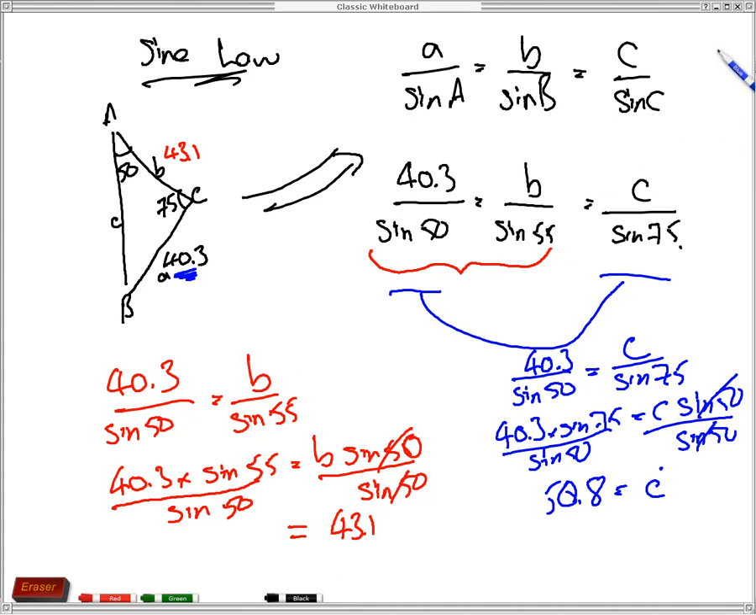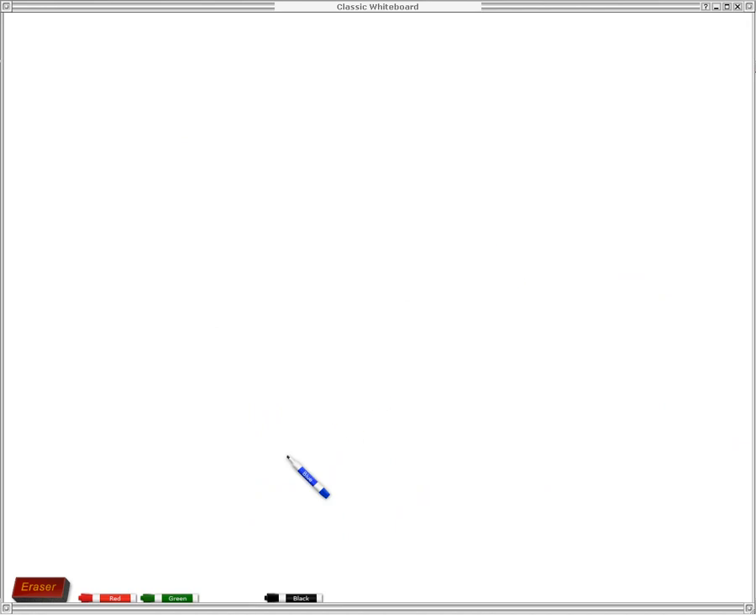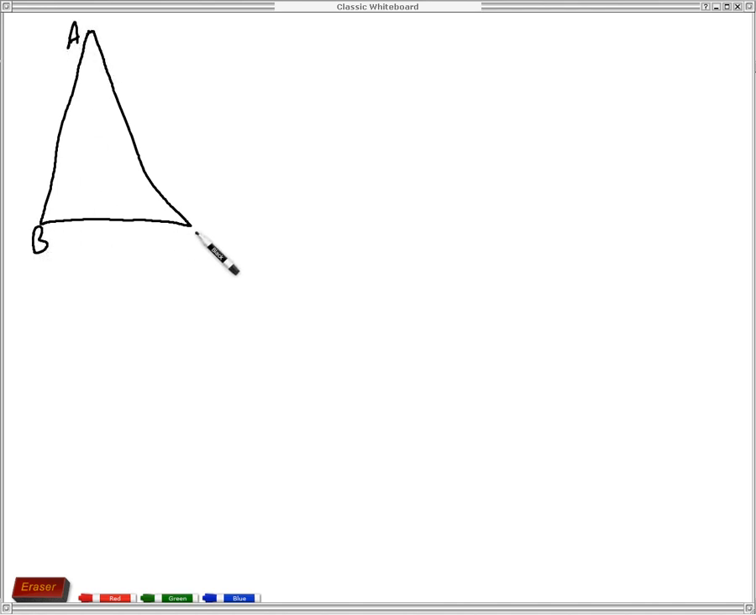Right, let's do another sine law question. So let's start with a triangle. Angle A, angle B, angle C, and this one here is 70. Side A is 5 and side B is 8. Here again, I have two sides, but I don't have the angle in between them, so I can't use the cosine law. So I do have an angle and its opposite side, so it looks like I can use the sine law.